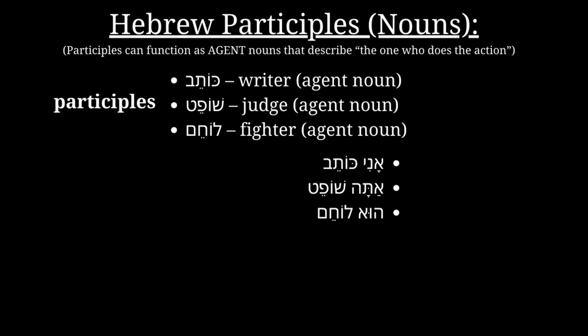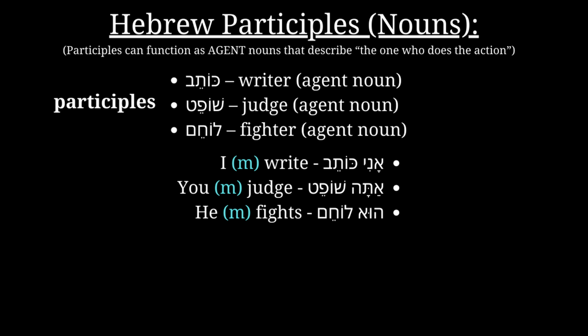ata shofet, hu lochem, the words will have a meaning of masculine subjects that act in the present tense. In other words, the meanings are I write, ani kotev, you masculine judge, ata shofet, he fights, hu lochem. Notice how with the subjects, the meaning changes in the phrases due to the present tense.